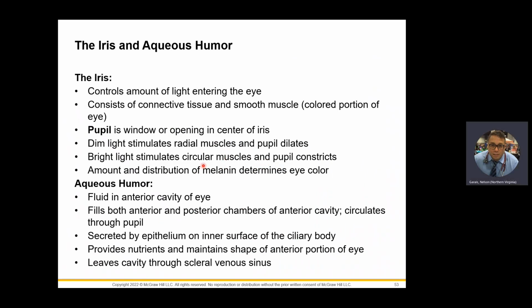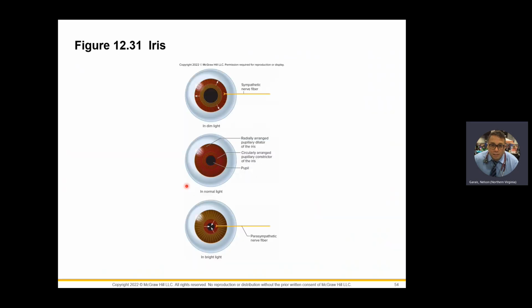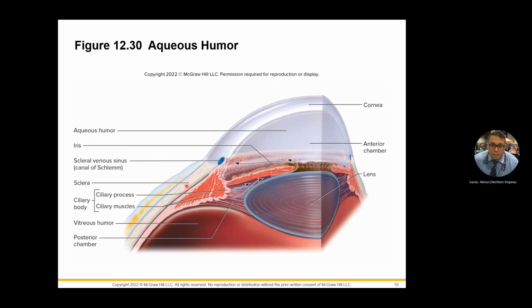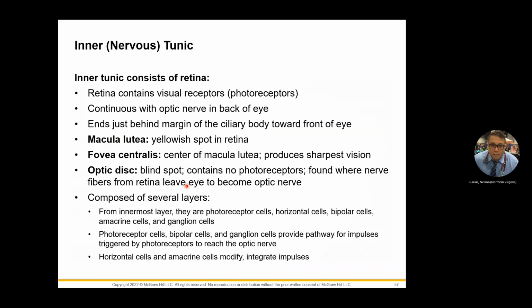Iris controls the amount of light entering your eye. Pupil is the actual opening, right? Aqueous humor is the anterior portion, and the vitreous humor is the posterior portion. We mentioned fovea centralis and optic disc. Optic disc, blind spot. Fovea centralis, sharpest vision.